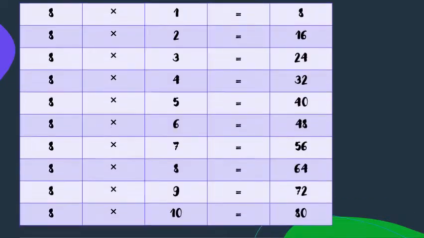I hope you have learned the table, so we are going to revise the full table of 8 again. 8 ones are 8, 8 twos are 16, 8 threes are 24, 8 fours are 32, 8 fives are 40, 8 sixes are 48, 8 sevens are 56, 8 eights are 64, 8 nines are 72, 8 tens are 80.